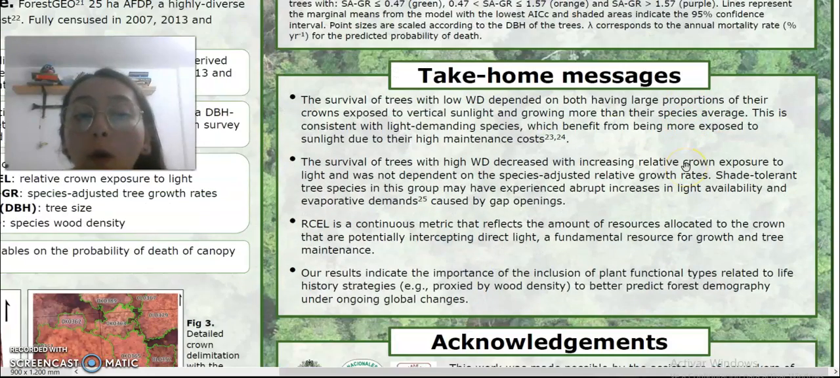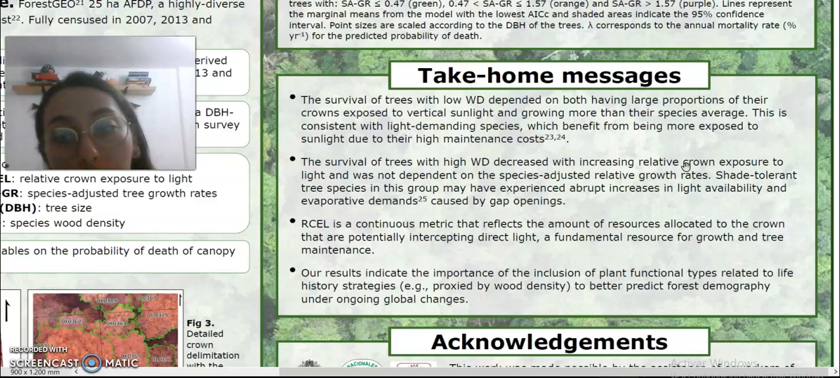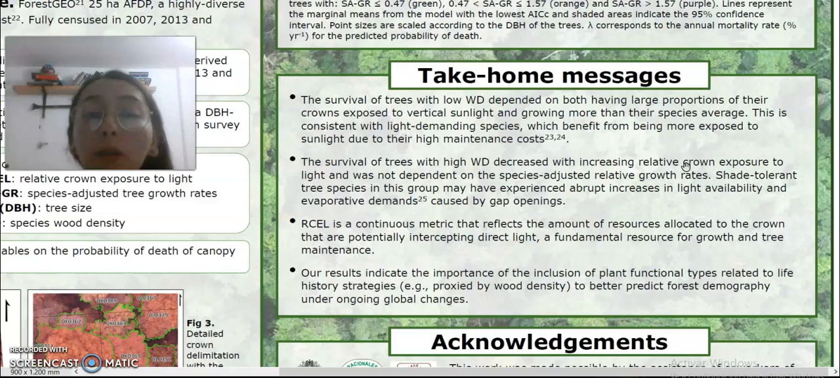We conclude our results indicate the importance of the inclusion of plant functional types related to life history strategies. For example, in this study, we did it by wood density, and this will help us to better predict forest demography under ongoing global changes.